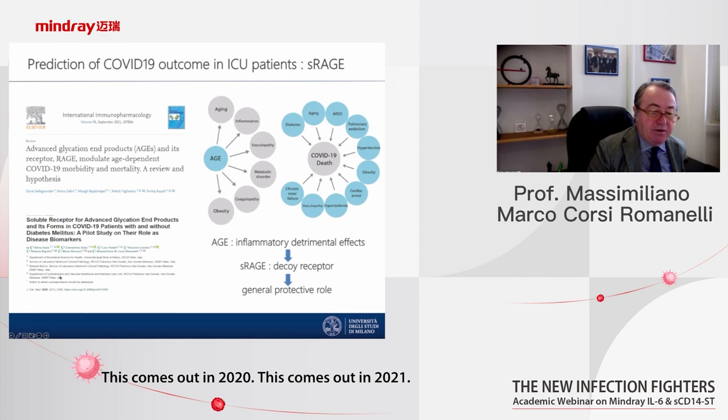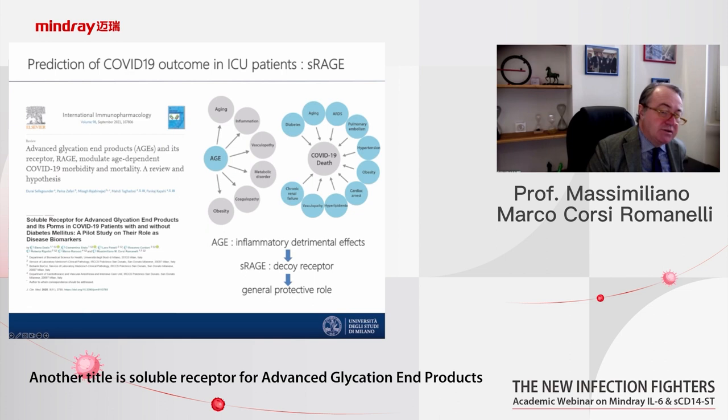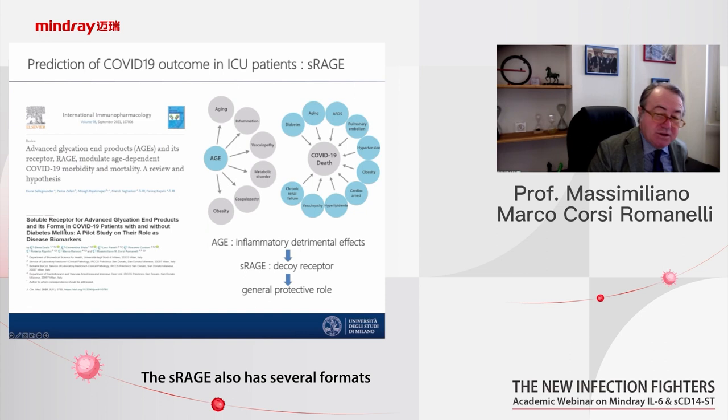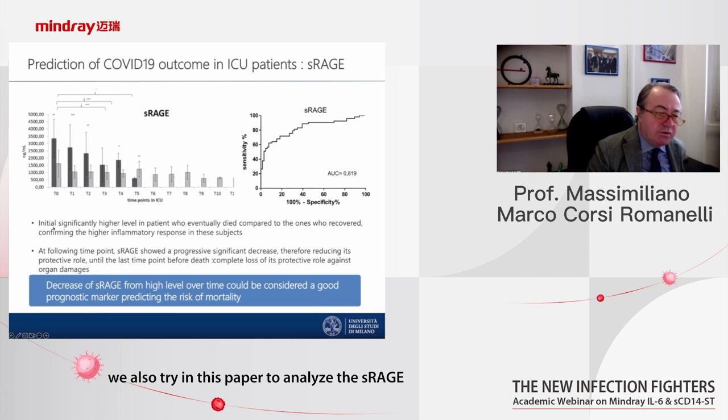This one, in 2021, is on advanced glycation end products and their receptor, which modulate age-dependent COVID-19 morbidity and mortality. Our title is: soluble receptor for advanced glycation end products and presepsin in COVID-19 patients with and without diabetes mellitus, because you know that people with diabetes mellitus are much more linked to COVID-19. A pilot study on the role as disease biomarker. Why is it formed? Because sRAGE also comes in several forms, like esRAGE and cRAGE.